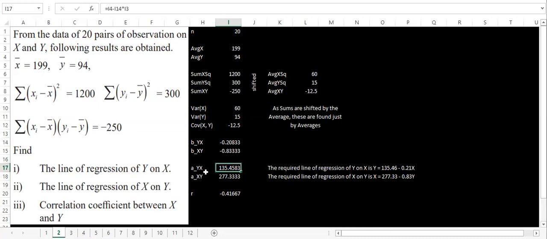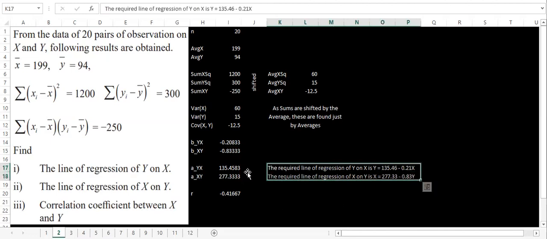And once we have these constants, these regression coefficients, we can say that the regression line is nothing but a, that is 135 point something, plus b times x. So b is negative 0.21 something, into x. And the other regression line is x equals this a, 277 point something, plus this b, that is negative 0.83 something, into y. So these are the answers to the first two questions.